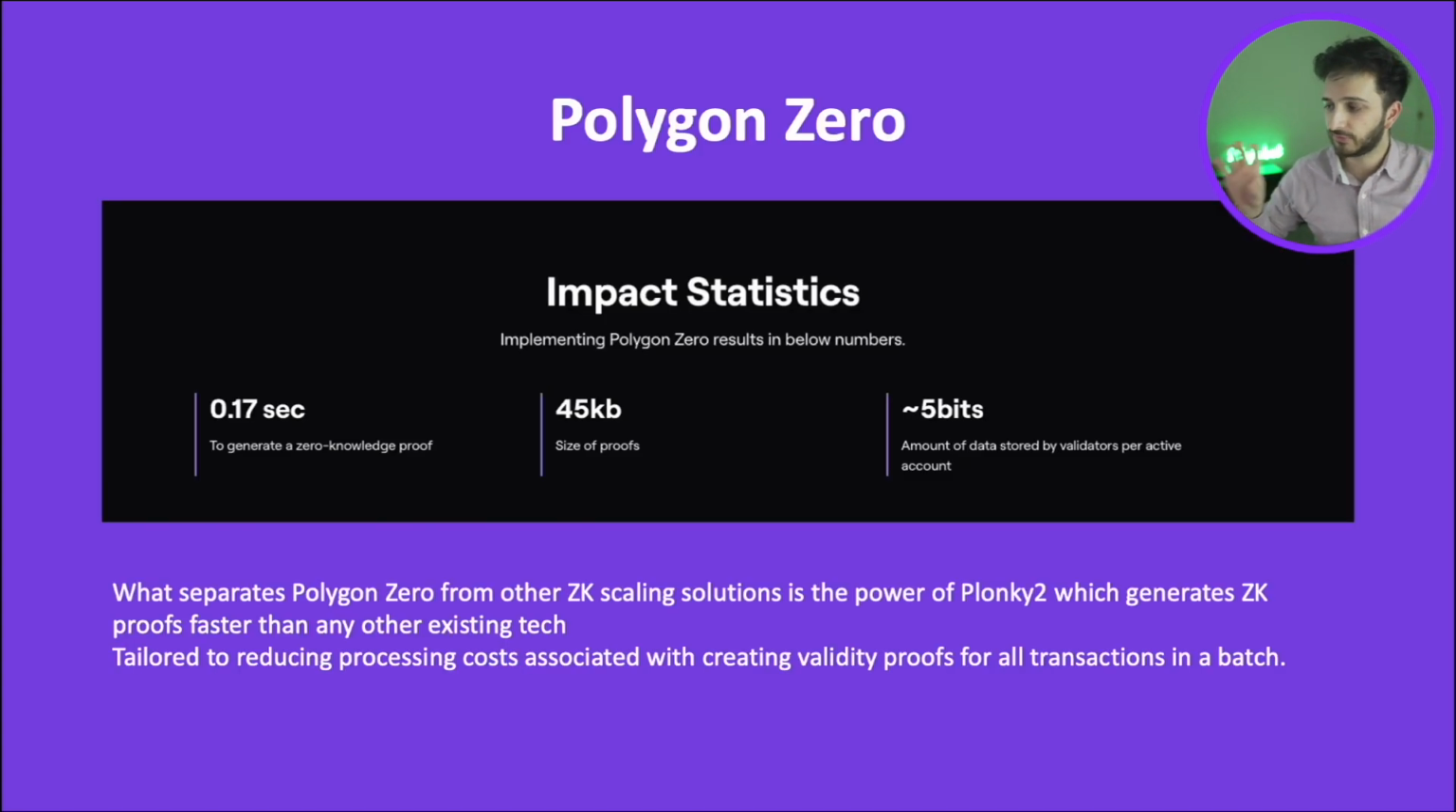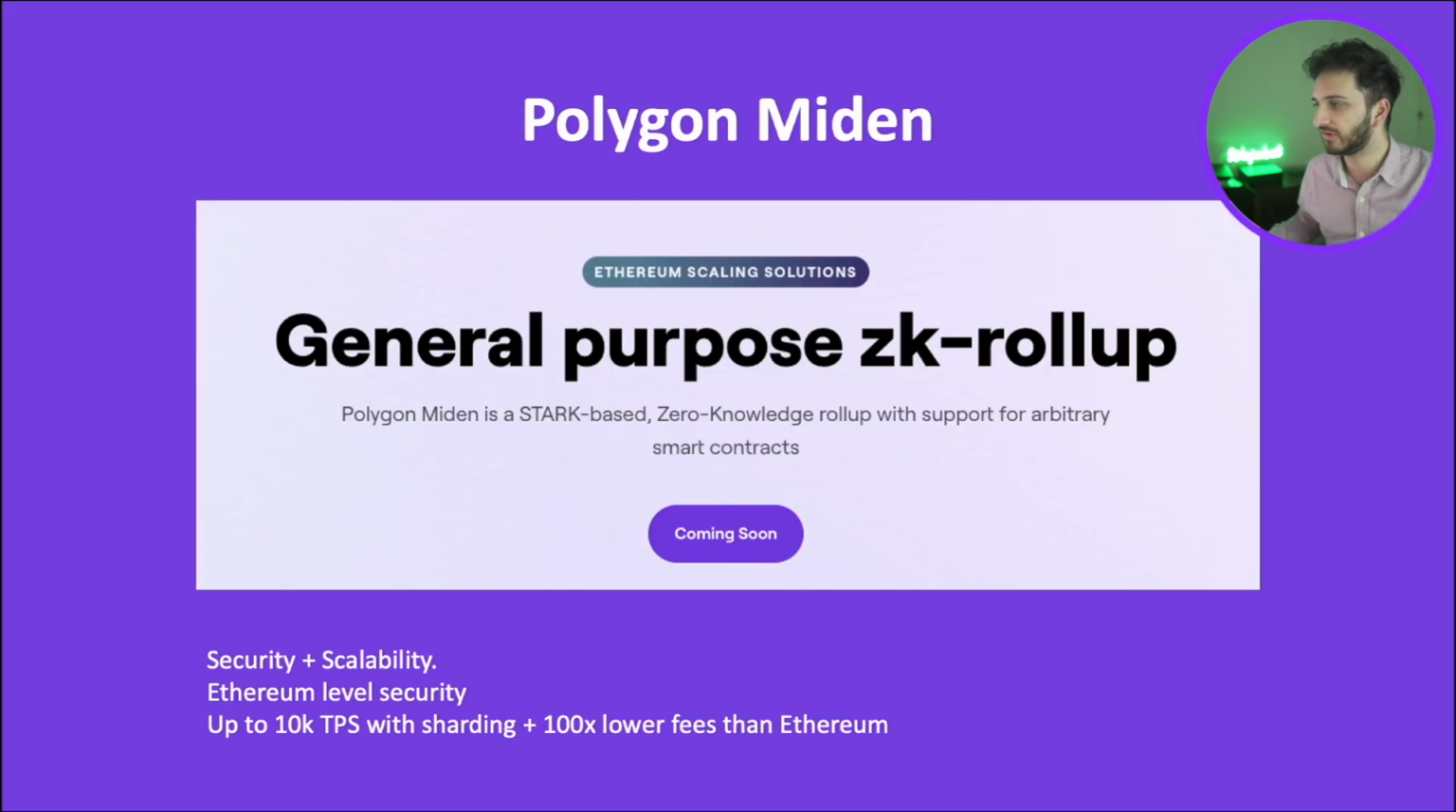We also have a few other zero knowledge scaling solutions. Polygon Zero is actually their in-house zero knowledge solution. They have developed this system called Plonky 2, which generates zero knowledge proofs faster than any other technology. They've got some data on their website: 0.1 seconds to generate a zero knowledge proof, very small size as well. And this is basically tailored to reducing processing cost associated with creating those transactions in batches.